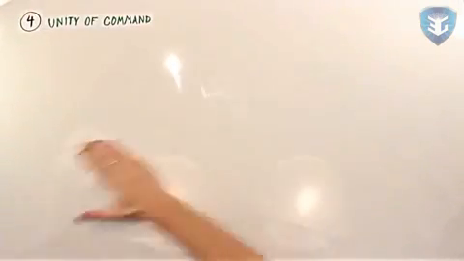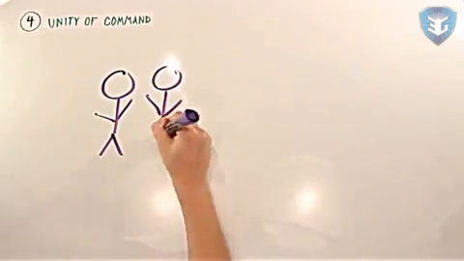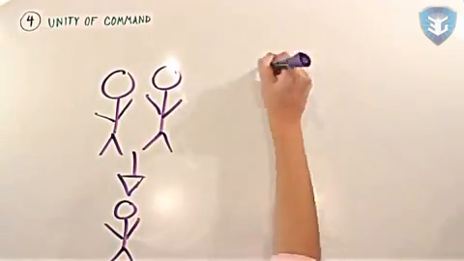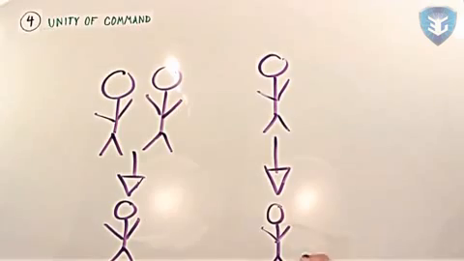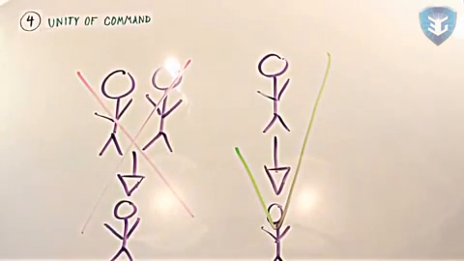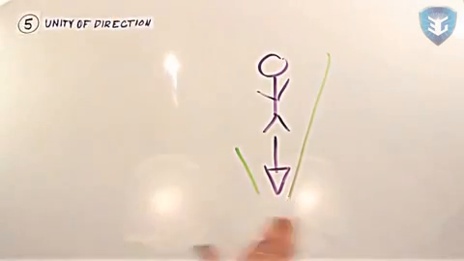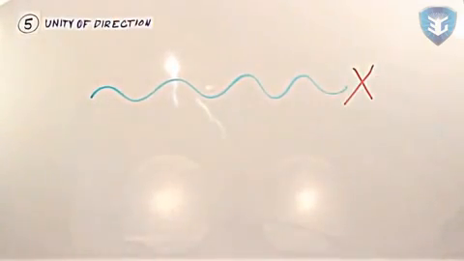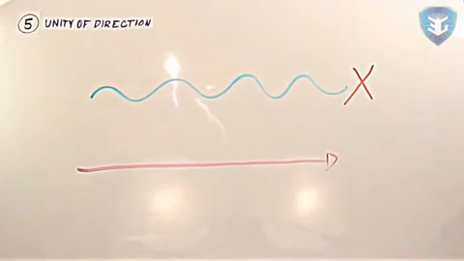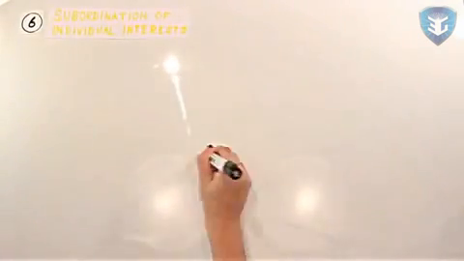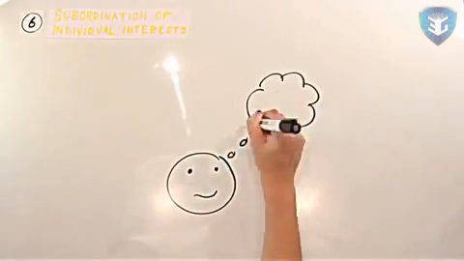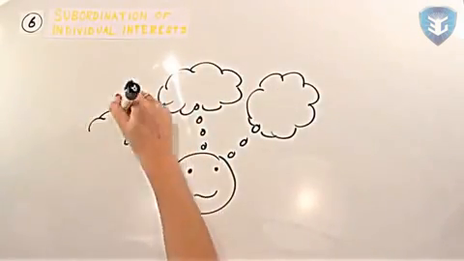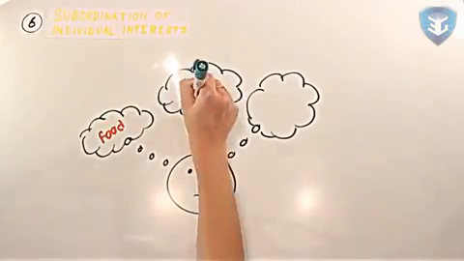Fayol's fourth principle is the unity of command. Every employee should report to only one manager. His fifth principle is the unity of direction. A manager must create a good plan and their employees should follow it exactly for effective results. His sixth principle is the subordination of individual interests. Employees should avoid being distracted while at work to help them remain productive.